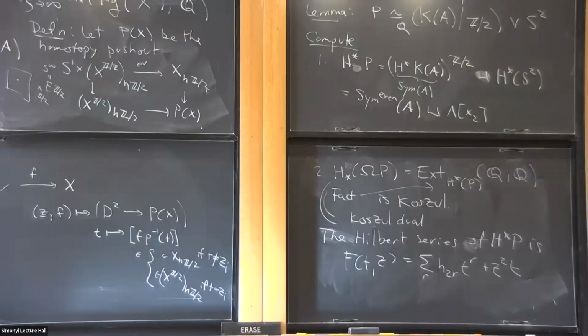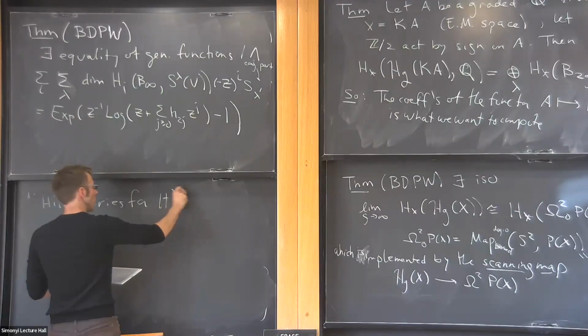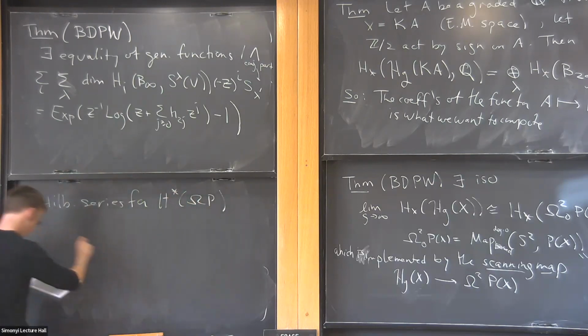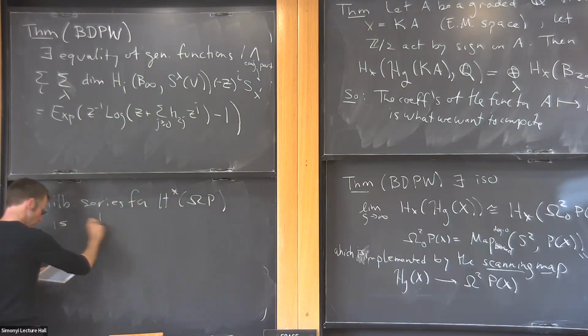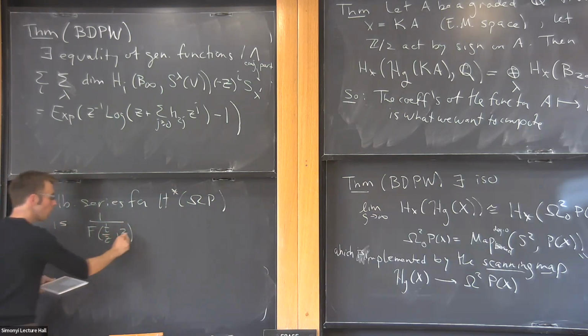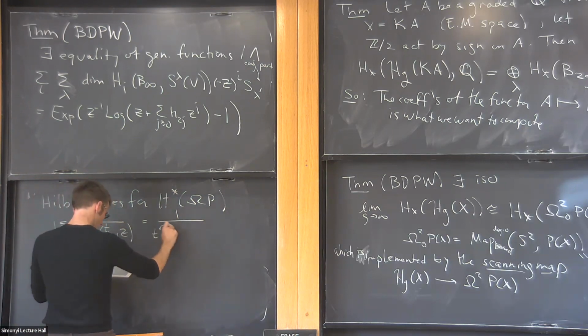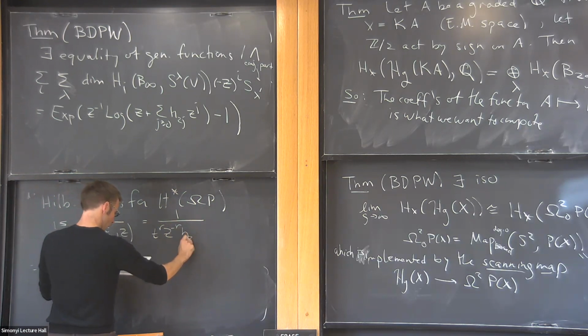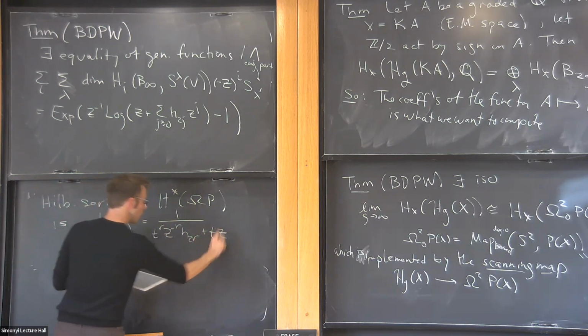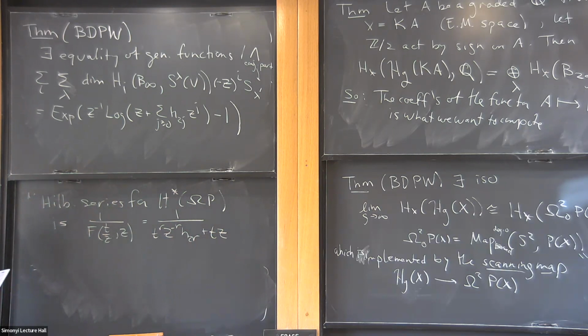Hilbert series for the cohomology of omega p is then 1 over half of t over z, which ends up being 1 over t to the r z to the minus r h2r plus t z. And the length grading was helpful for computing the causal dual. Sum. Sorry, it has to be a sum somewhere, over r.